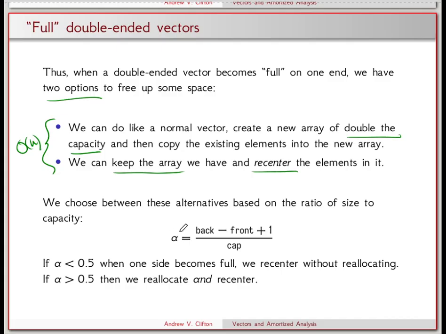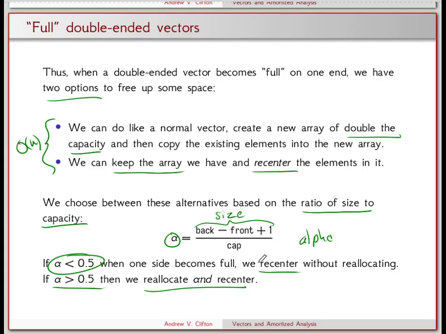So the way that this is normally done is we compute the ratio of size to capacity. The size is just back minus front plus 1. Size over capacity, and we're going to call that alpha. That's the Greek letter alpha, but it just looks like the letter A. If alpha is less than 0.5, then we're going to recenter without reallocating. That means we're less than half full. We're not going to create a whole new array. We're just going to take what we have and put it back into the middle. But if we're more than halfway full, we're going to reallocate and then recenter it in the new array.